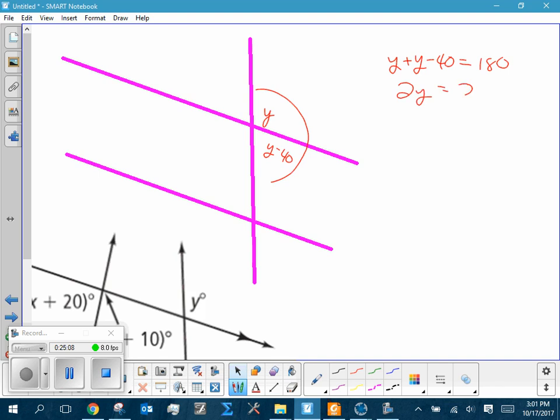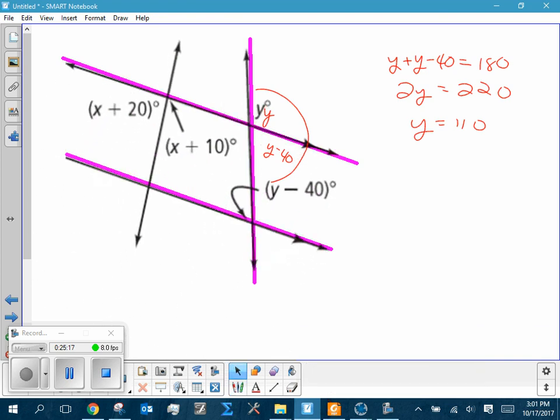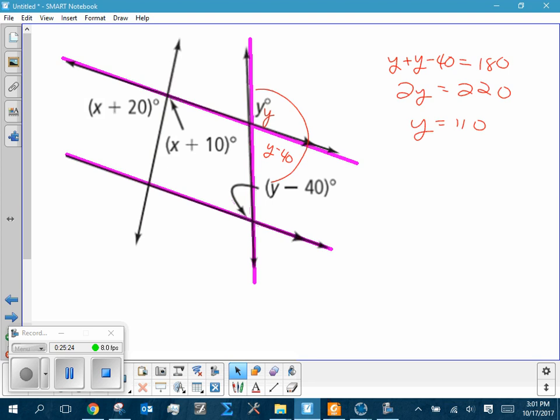Okay, so it's going to be 2y is equal to... Add 40 to both sides, so 220. Y then is 110. Okay, so I got y. We now want to go back through and say, okay, we've exhausted every piece of information in regards to those parallel lines in that transversal.